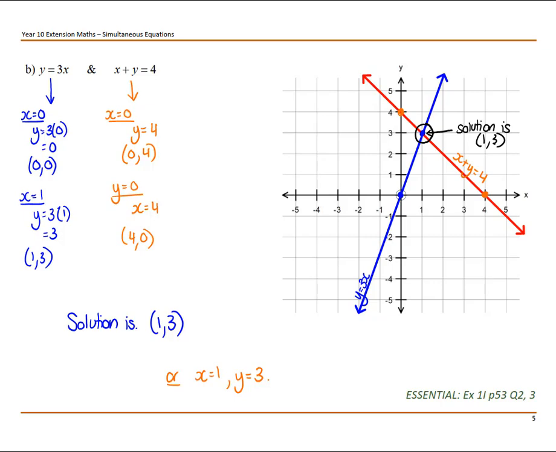So your task now is to practice exercise 1I, page 53, questions 2 and 3.